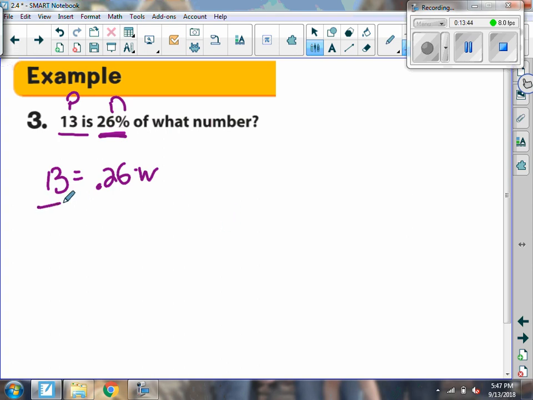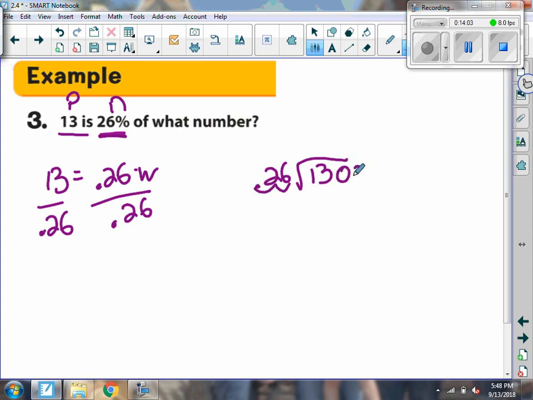So now I need to divide both sides by the number in front of my letter, 0.26. Don't forget your decimal. 26 is not the same thing as 0.26. So 13 divided by 0.26. I have to move this decimal 2 places to the right, which means I've got to add a couple zeros.